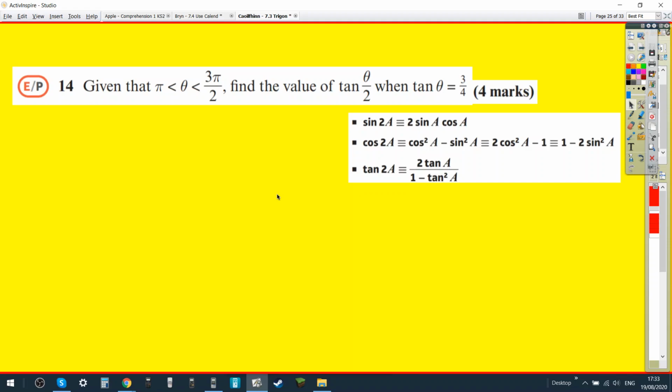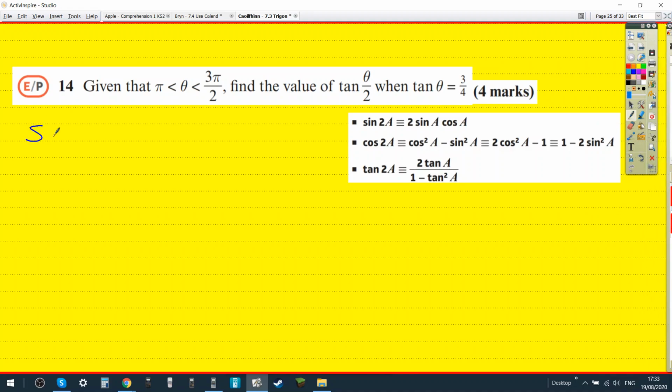So this is 180 to 270. So tan will be positive in that. Okay. And it is positive. Yes. Do we let theta equal 2a? Sure do. Let theta equal 2a. Okay. Like that, is it? Yeah, that's correct.